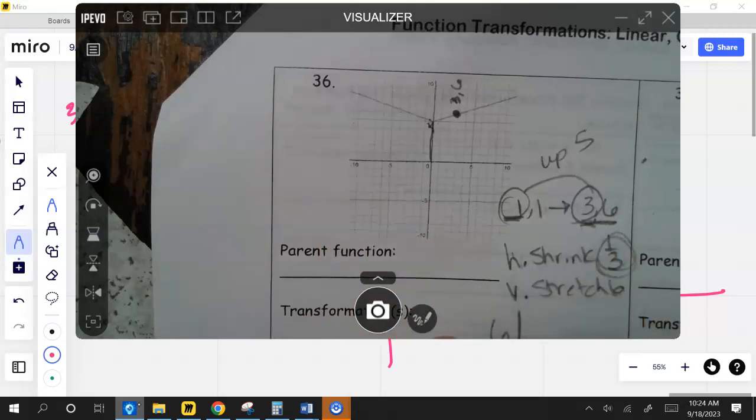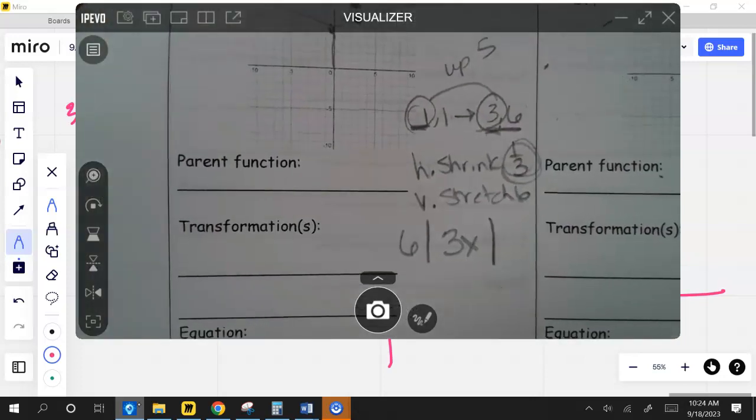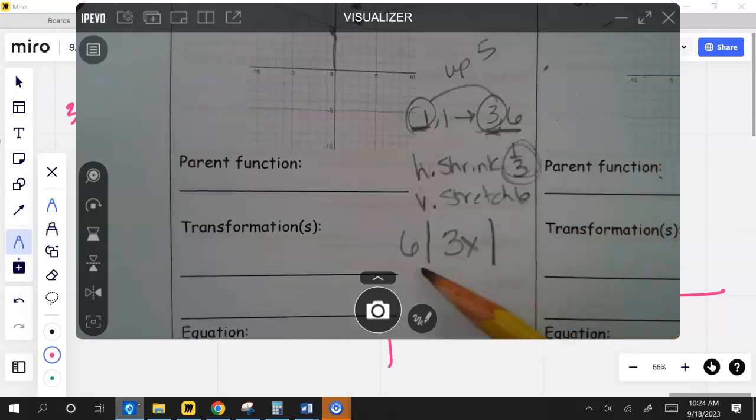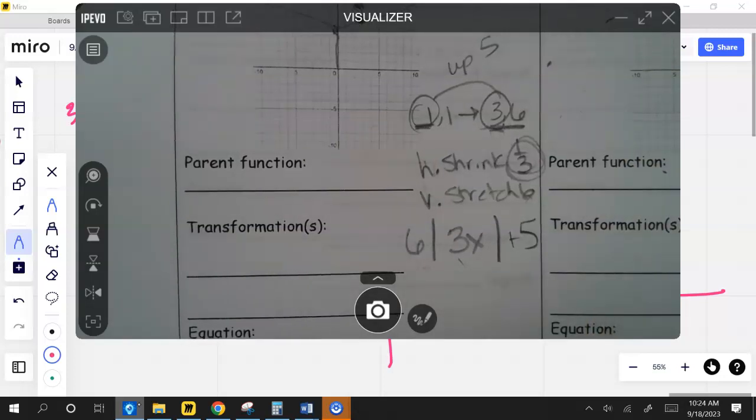I got to flip this over, right? That's already been flipped. I need the 3 here, right? If I just leave it like that, is that a vertical stretch of 6 and a horizontal shrink of 1/3? Yes. And then I need to go up 5. I'm glad you think that's not that bad. This is about as hard as that gets, okay? This was a tough one. All right.